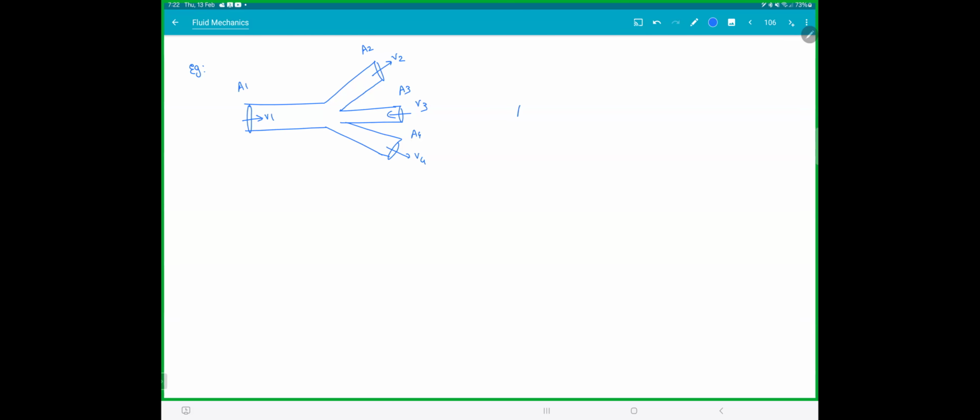So here, what is the liquid entering? A1 V1 is entering, A3 V3 is entering. That must be equal to the entire thing which is leaving, A2 V2 and A4 V4. Clear with this? So not only for a single pipe, you can do this for multiple branches also. Is that clear, everyone?